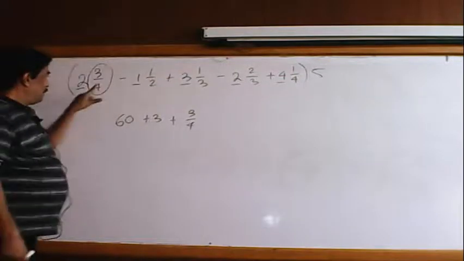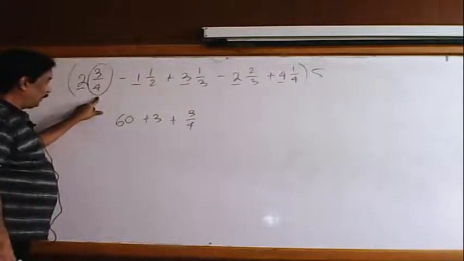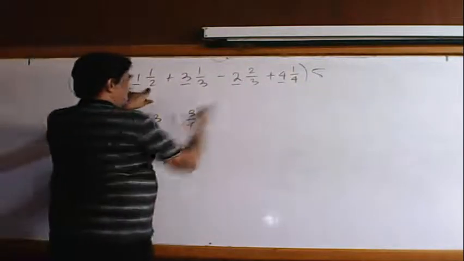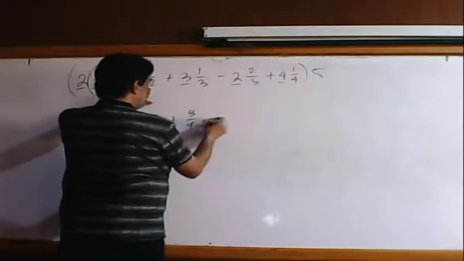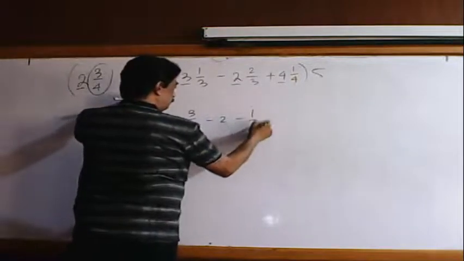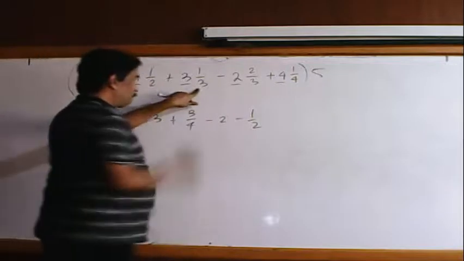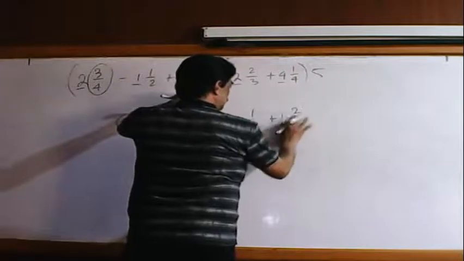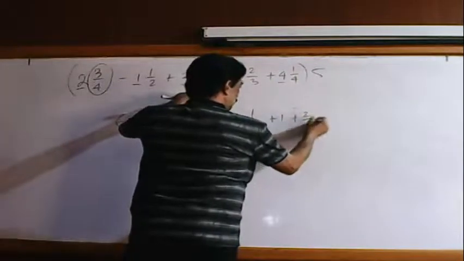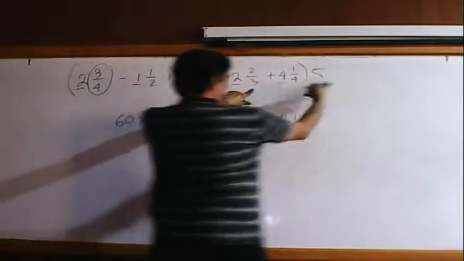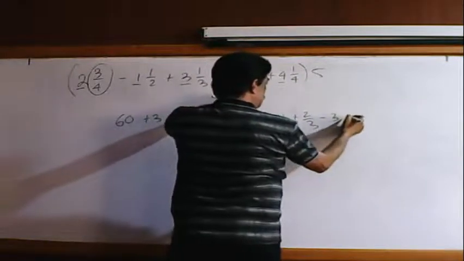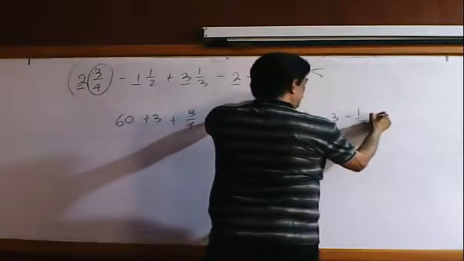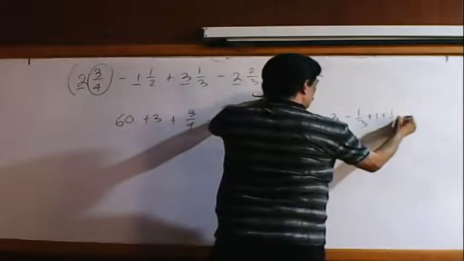3 into 5, 15. 15 by 4. 4 will go 3 times. 3 4s are 12, and remainder is 3, so 3 by 4. Now minus 5 by 2. So minus 2 times, minus half. Now again 5 by 2, 3. So 1 times and 2 by 3 plus 2 by 3 minus 10 by 3. So minus 3 times, minus 1 by 3. Now 5 by 4, 1 times and 1 by 4.